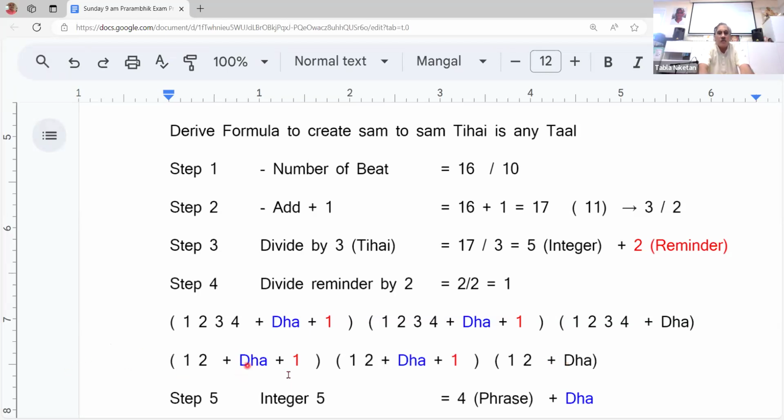So 1, 2, 3, 4, 5, 6, 7, 8, 9, 10, 11. Just count this. You should get 11. Here 1, 2, 3, 4, 5, 6, 7, 8, 9, 10, 11, 12, 13, 14, 15, 16, 17 is the sum. You got the formula?